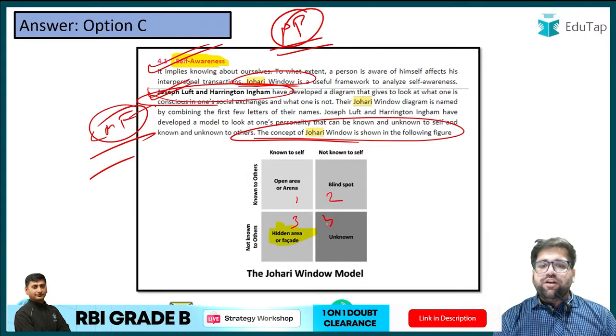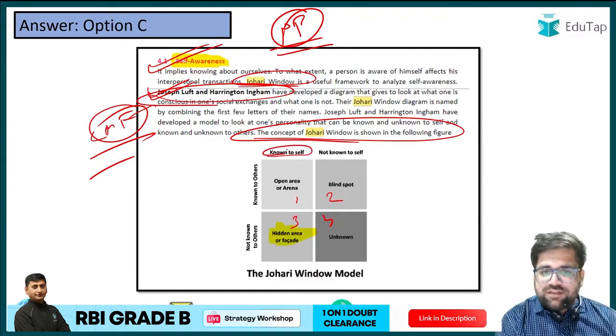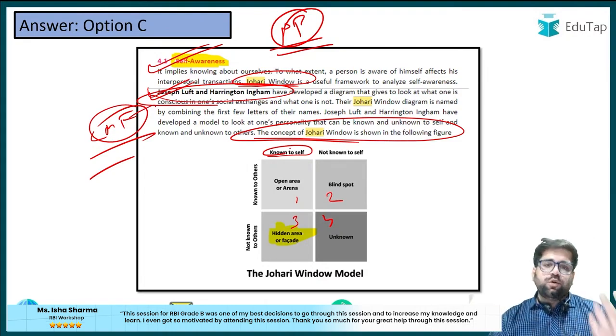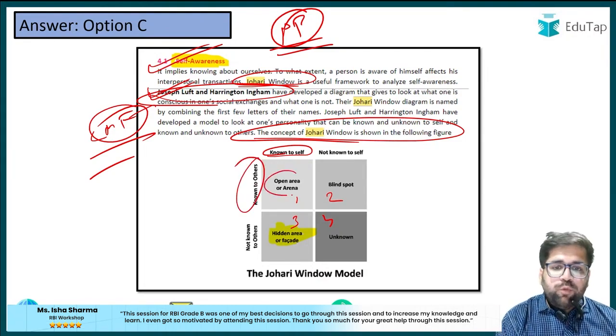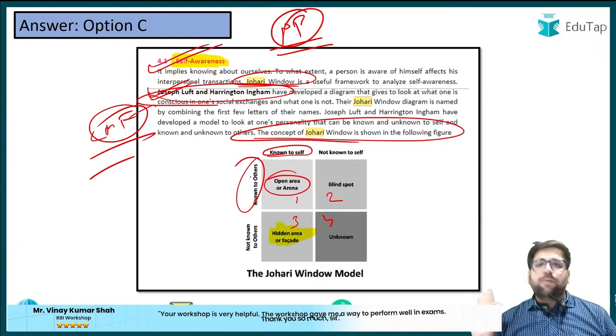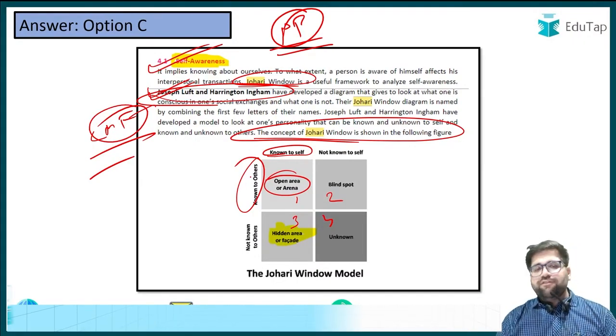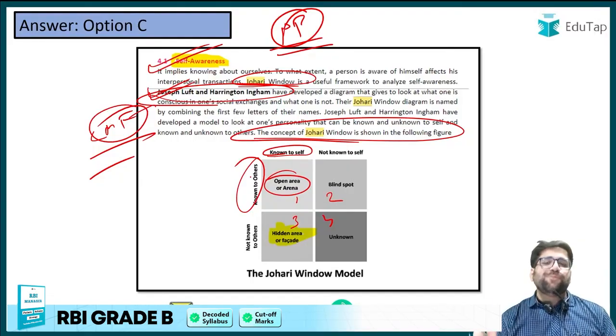So under the first quadrant, we first have to understand the two matrices. The first is what information is known to yourself and what information is known to other people. Under open arena, everyone knows everything about you. Even you know about yourself, and even the general public knows about you. It's very simple. Sab kuch khula hai, as simple as that.